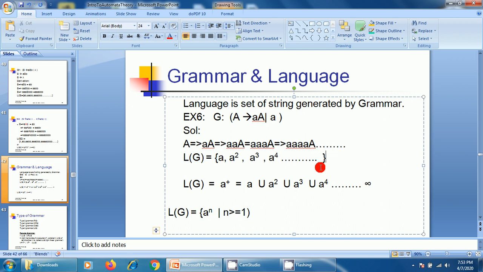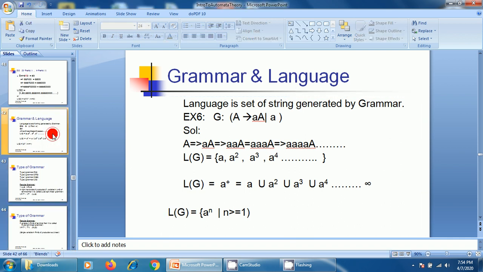This is a set of strings, and this set of strings is called a language. So what is the language of this grammar? This is the language of this grammar, and we can write a plus in place of this, as we know already. In place of a plus we can also write a^n such that n is greater than or equal to 1. So the language of this grammar is a^n such that n is greater than or equal to 1.